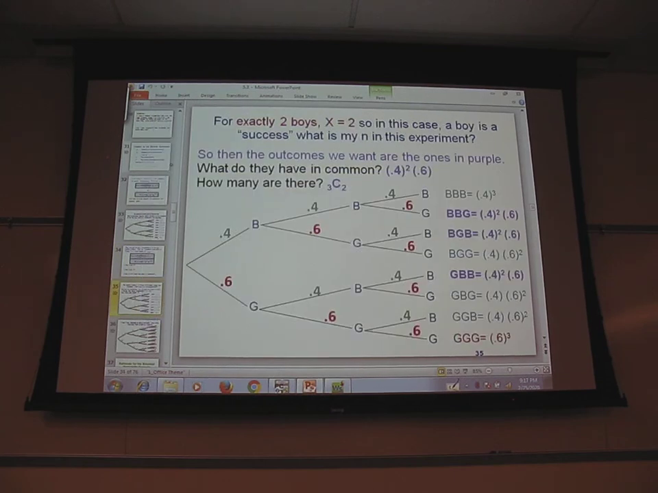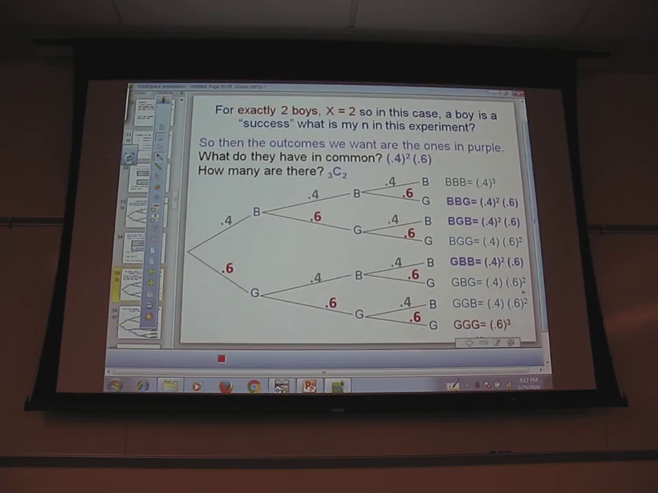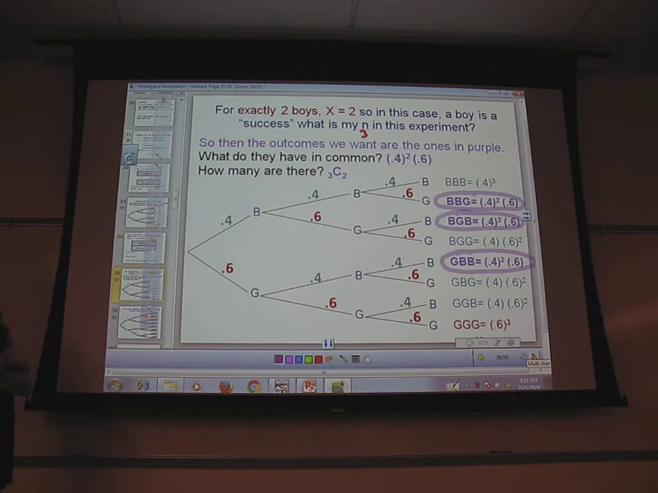Okay. So for exactly 2 boys, that means my x is 2. We said that's our successes, and n is 3, right? And then the outcomes are the ones in purple. So 2 boys: boy, boy, girl; boy, girl, boy; and girl, boy, boy. Those are my 3 that have exactly 2 boys. What do they have in common?